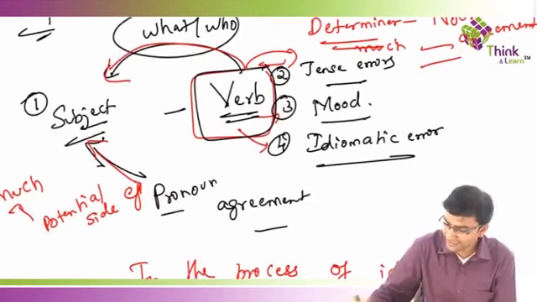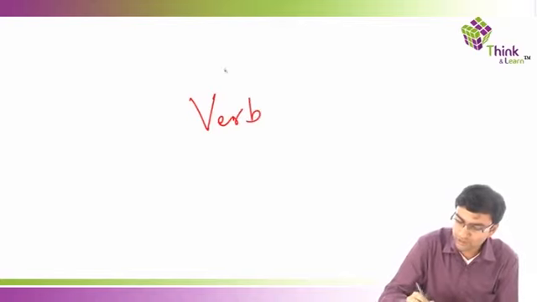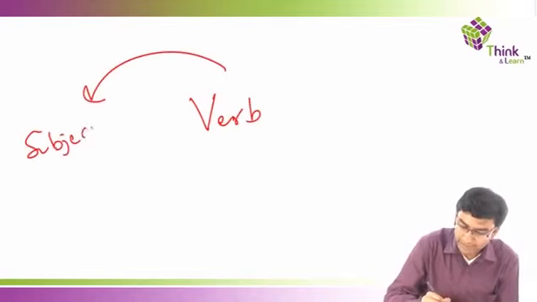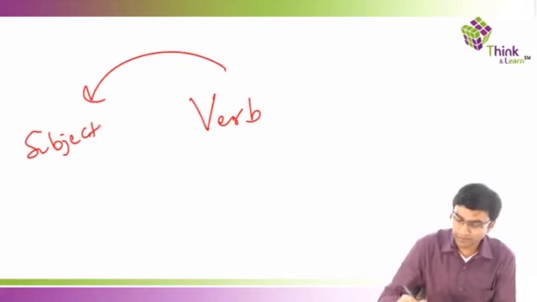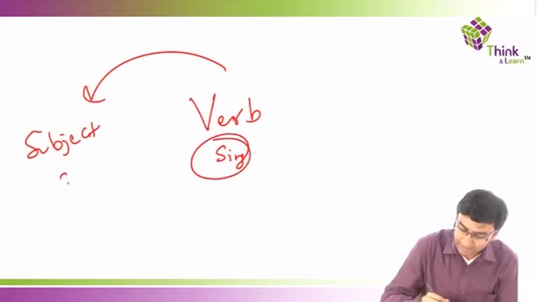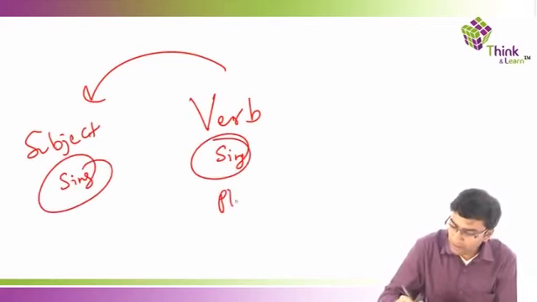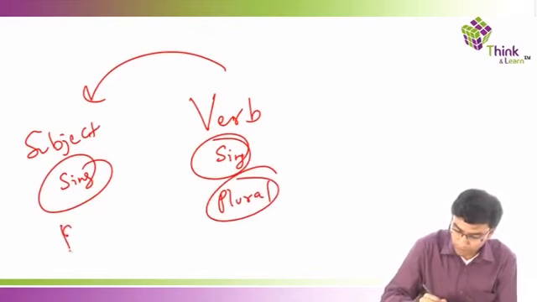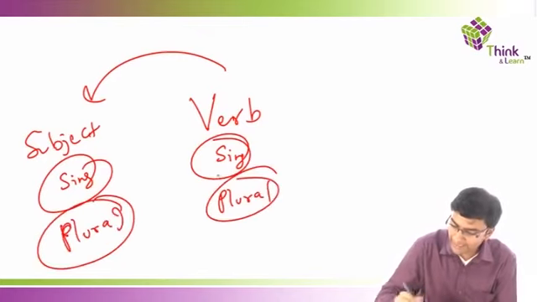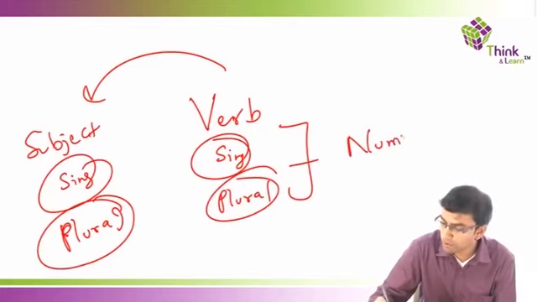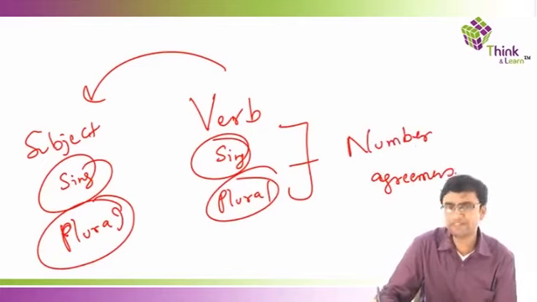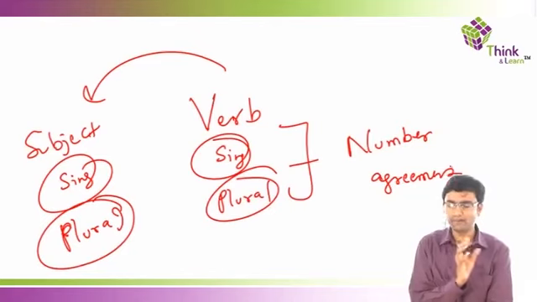Moment you identify the verb in the sentence, you will check for the subject, and you will always check for subject verb agreement. What do you mean by subject verb agreement? Verb is singular, subject is singular. Verb is plural, subject should also be plural. This is one error, where you're checking in terms of number. This is what we call number agreement. That's perfectly fine. You should always check whether the number agrees or not.